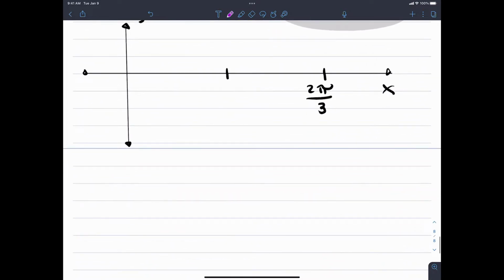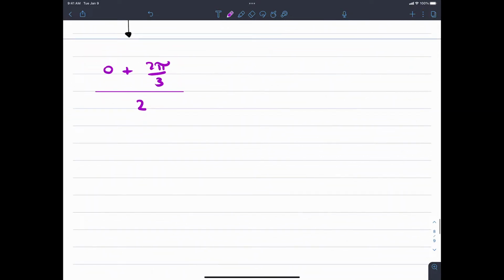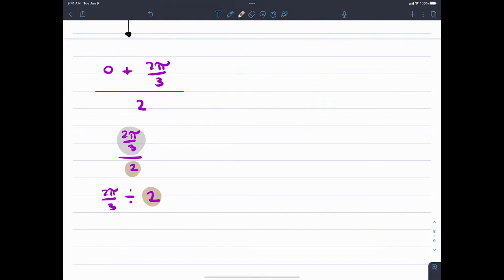Well, you're going to have to do your arithmetic. So you say 0 plus 2 pi over 3 divided by 2. Now remember, what's 0 plus anything? It's itself. Good. And then you're dividing by 2. Now this is the vertical definition of division. So you have to write it, in my opinion, say this is 2 pi over 3 divided by 2 because you have a fraction here, okay, divided by a whole number.